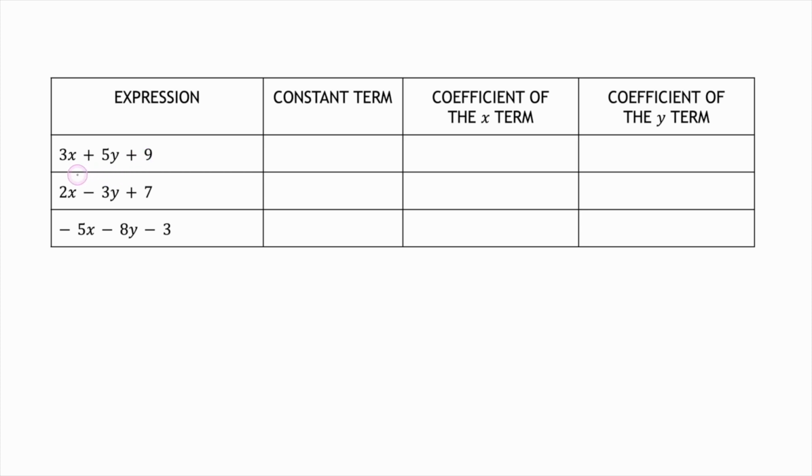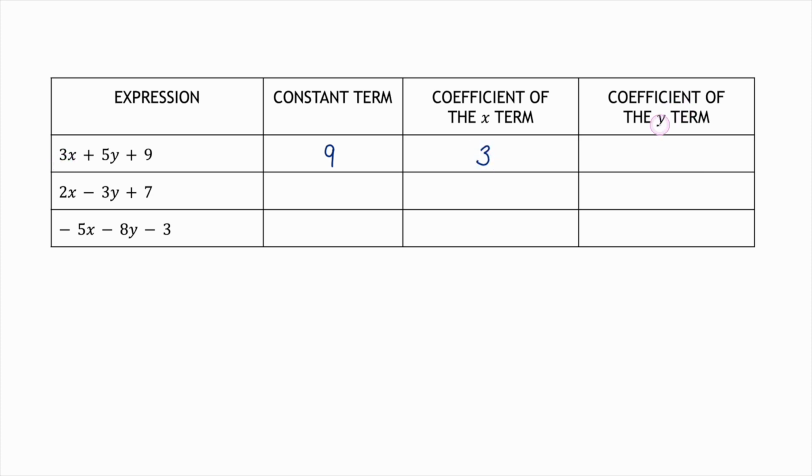Now, in this first expression here, we actually have three terms. This whole thing here, the 3x, is a term. We have the positive 5y term, and then this positive 9 term. So three terms here. Now the constant is this term here, so just the number 9. Now it is positive. We don't need to write that positive or the plus sign. It's just 9. The coefficient of the x term, well, this is the x term here, and the coefficient is the number in front of this pronumeral here, so it's 3.